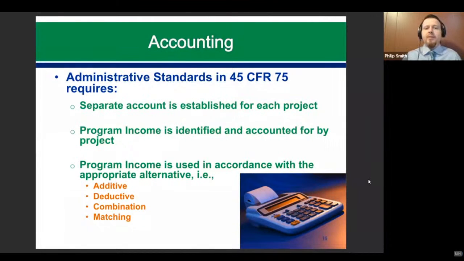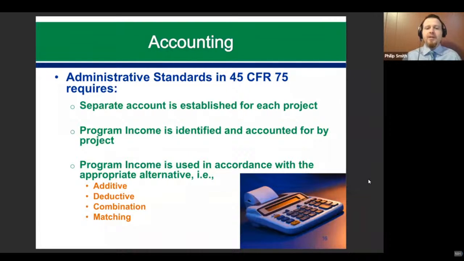So now let's briefly dive into accounting basics. First, let's talk about administrative standards for accounting. As mentioned earlier, administrative standards are found in 45 CFR Part 75. These standards require that grantees establish 1, a separate account for each project.